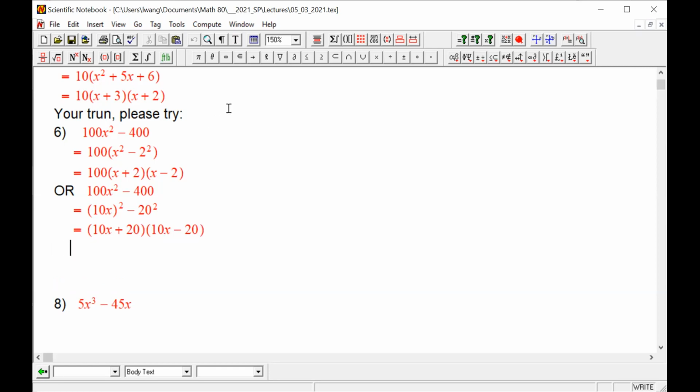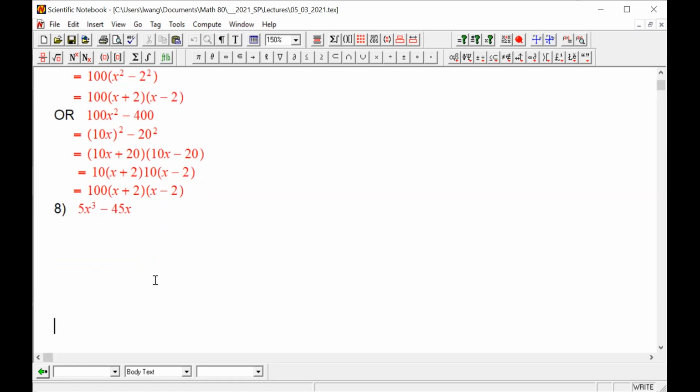But this will not be considered completely factored though, okay? You would also factor out the 10 from each factor, right? In the first parentheses, you can factor out the 10. So you have x plus 2. In the second parentheses, you can factor out another 10. So you have, like this. So in the end, you will still get 100 multiplied by x plus 2 times x minus 2. So either way is okay.